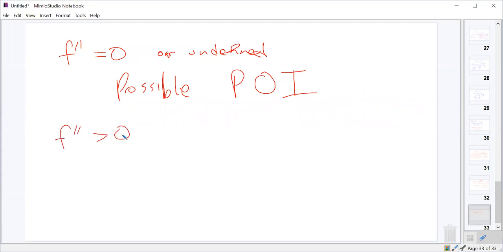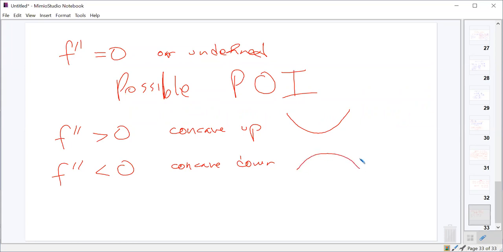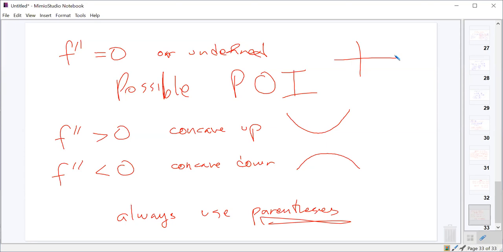When f double prime is greater than 0, the function is concave up, meaning it looks like an upward facing parabola. If f double prime is less than 0, that tells us that it is concave down and looks like a downward facing parabola. When you do intervals for concavity, you will always, 100% of the time, use parentheses. College Board gets it right on concavity, but not on increasing and decreasing. Everybody good there? So for that, you use parentheses for everything? No matter what. Yep.